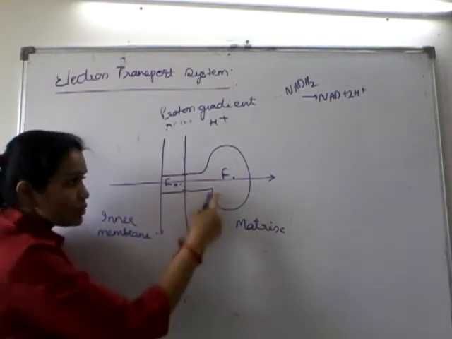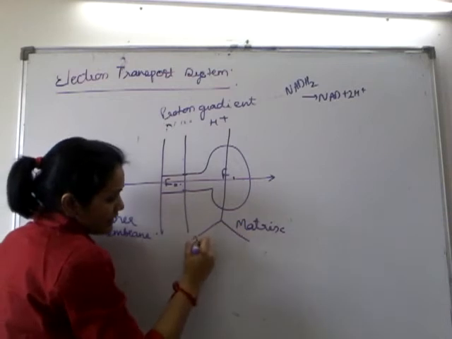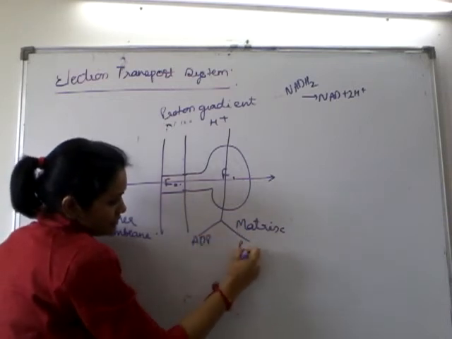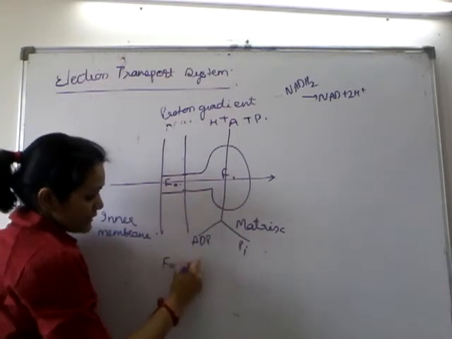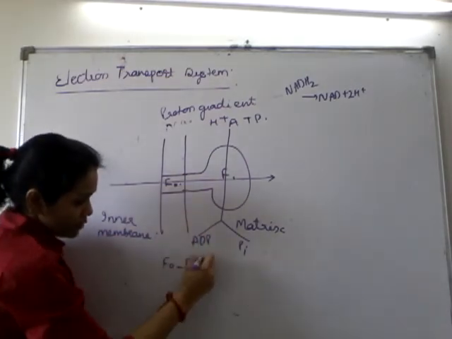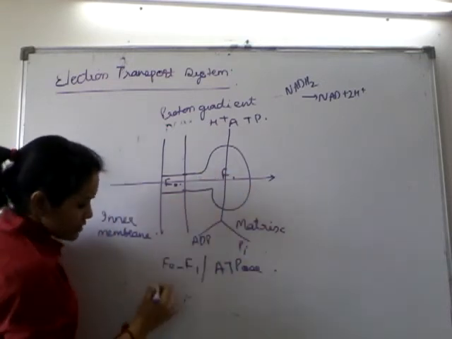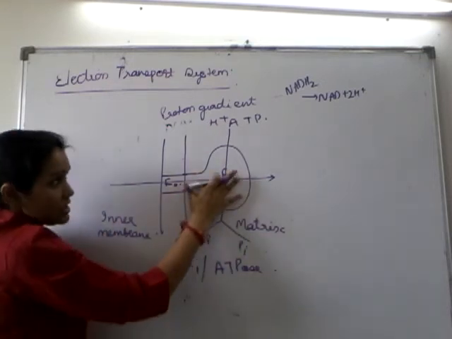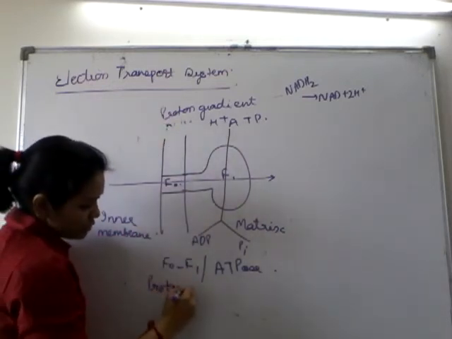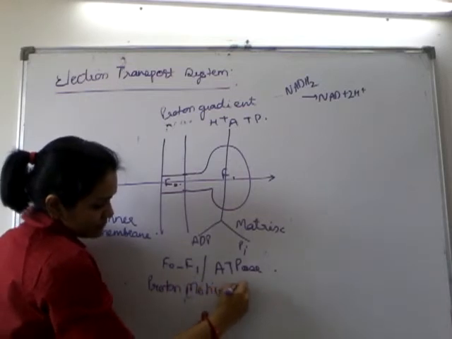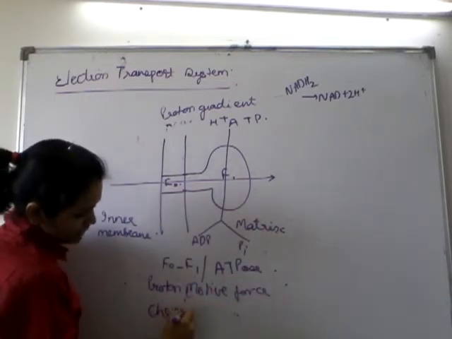When the 2 hydrogen move, it brings a conformation change in this F1 molecule, and this results in the formation of ATP. So this F0 F1 particle which is present on the inner membrane of mitochondria is also called ATPase, and this ATP production occurs because of the conformation change brought about by the proton gradient. So it is also called the proton motive force. And this theory is called the chemiosmotic theory.